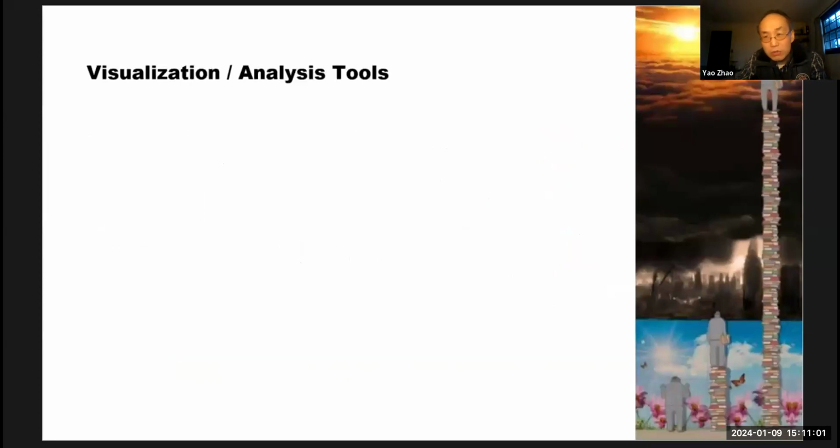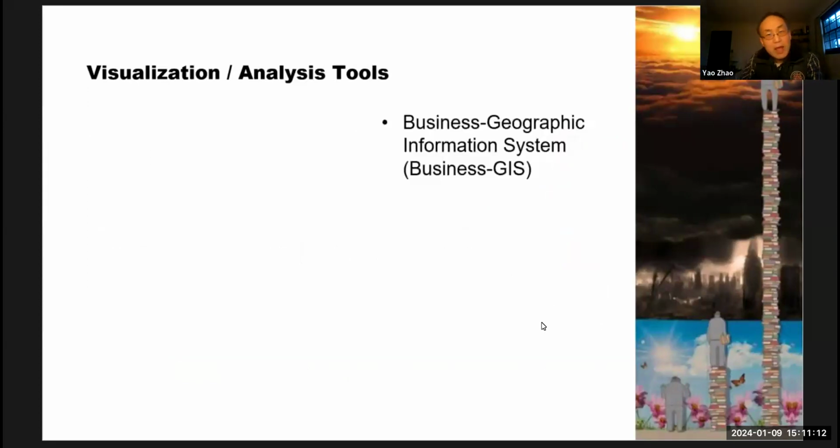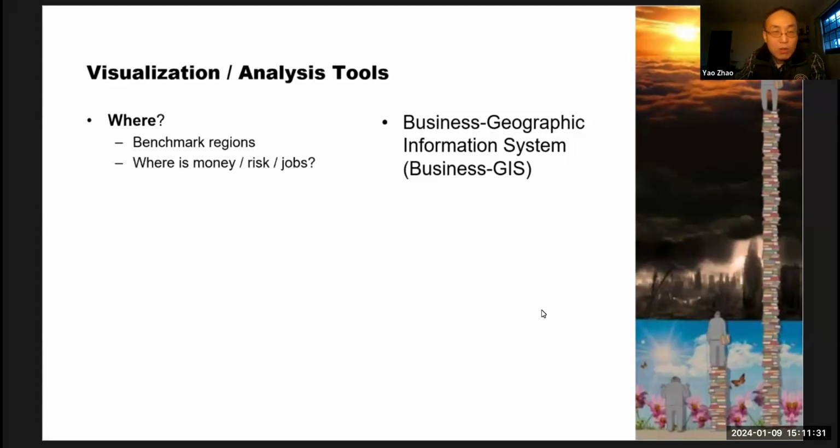Now, let's take a closer look at the desired visualization and analysis tools for competitive intelligence or even business intelligence. The first tool you should have is a business geographic information system, for short, business GIS. This system will map or connect financial or company information onto the map, so you can answer the where question. You can benchmark regions and answer questions such as where's the money, where are the jobs, and where is the risk.